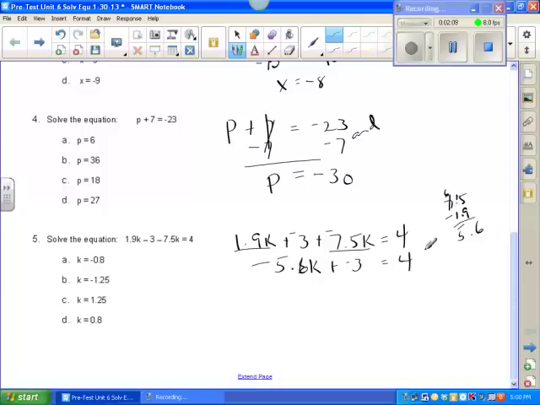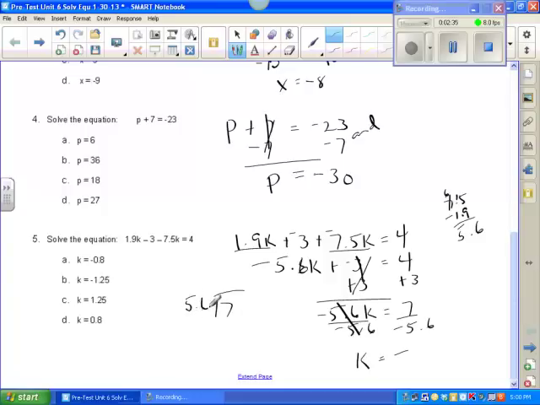All right, I don't have variables on both sides, so I have a two-step equation. So the opposite of the number, which is positive 3, gives me negative 5.6k equals 7. And then the opposite of the operation, so I'm going to divide by negative 5.6, divide by negative 5.6. And then I just have a division problem. So positive divided by negative is negative, and then 7 divided by 5.6.